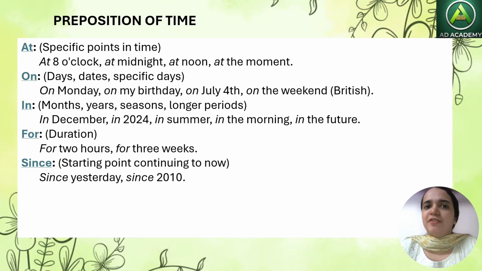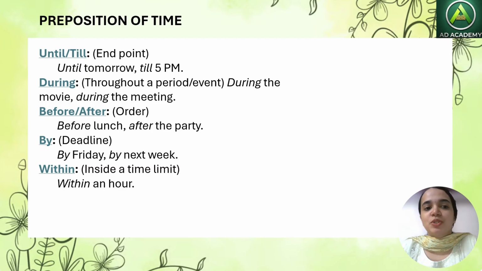And imagine you have started reading a book and it is boring. You will be reading it now and you will continue to read. You have not completed the reading. So if you started it on Monday, you can say since Monday. So the starting point continues to now. There we can use the word since. Since yesterday, since 2020, since 2010. Until or till help us to denote the end point of time. Until tomorrow, till 5 p.m.